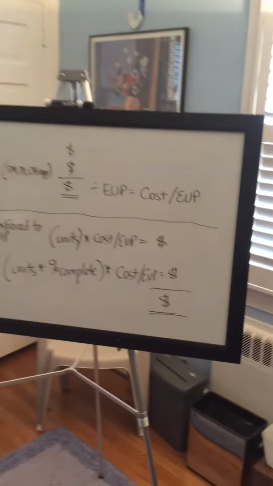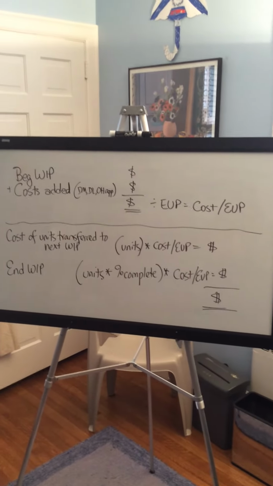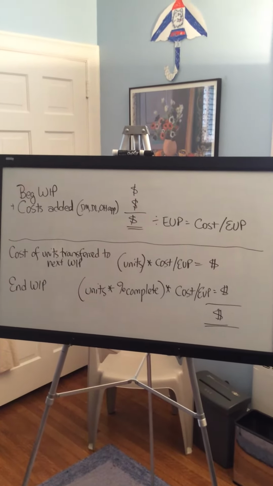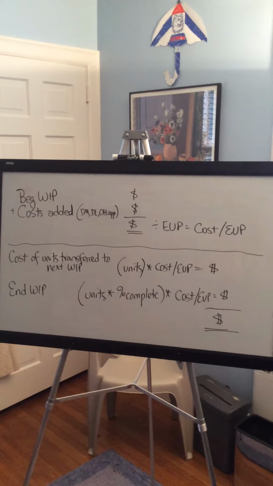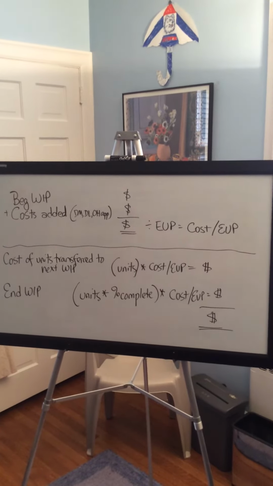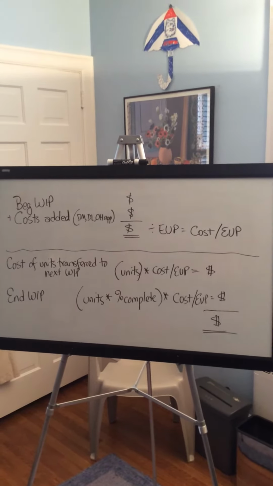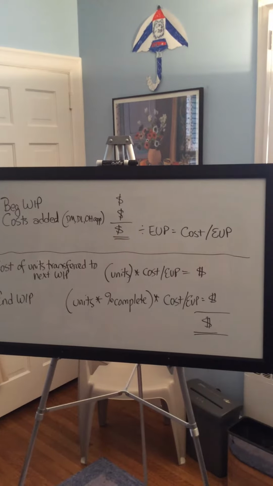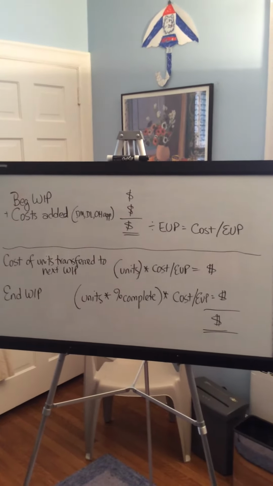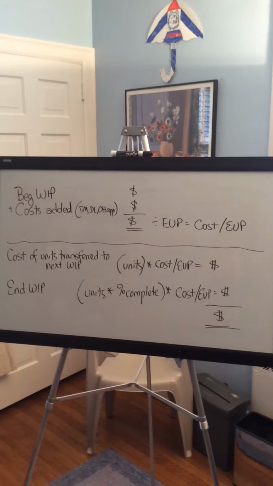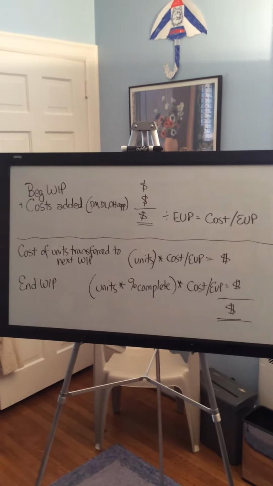So truly all we're doing there is taking all the costs for the period. The reason it's called weighted average is we're lumping together beginning WIP and cost added. And we're just doing a big old average, and that gives us an average per bottle of Coca-Cola, apple cider, adult beverage, whatever.